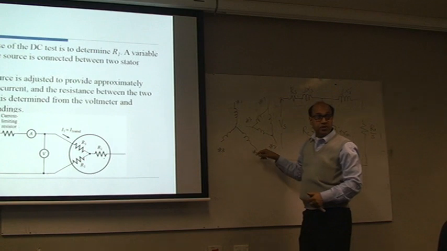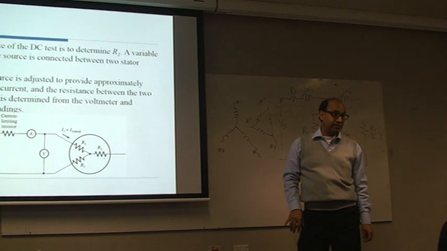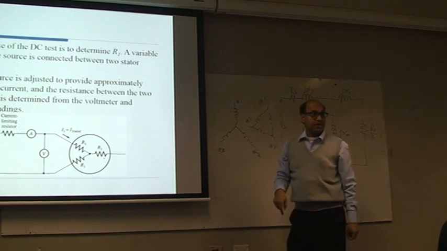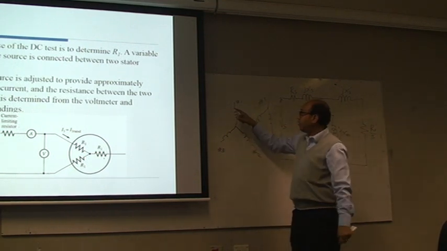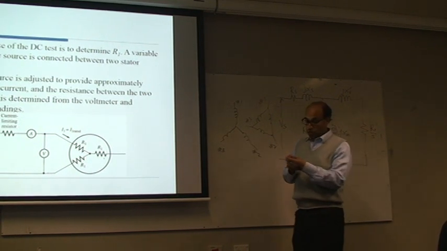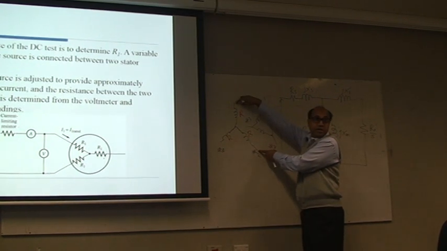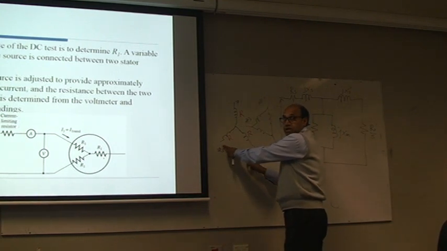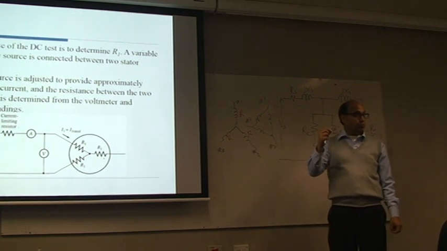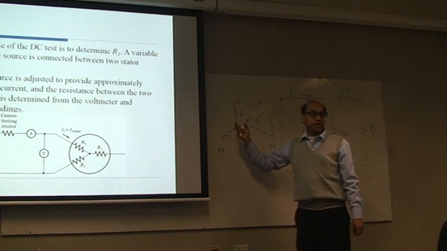So we measure between 1 and 2, measure between 2 and 3, measure between 3 and 1, average them, then 1/2 of that value will be the resistance. Do you get me? So it will be R, R, R. If you measure between 1 and 2, you get 2R. If you measure between 2 and 3, you get 2R. If you measure between 3 and 1, you get 2R. So take the average, then you get 2R. So you take half of that. So if the winding is star connected, you do it this way.